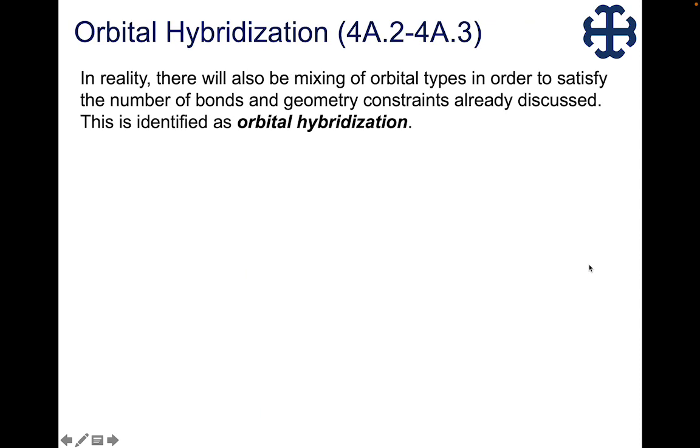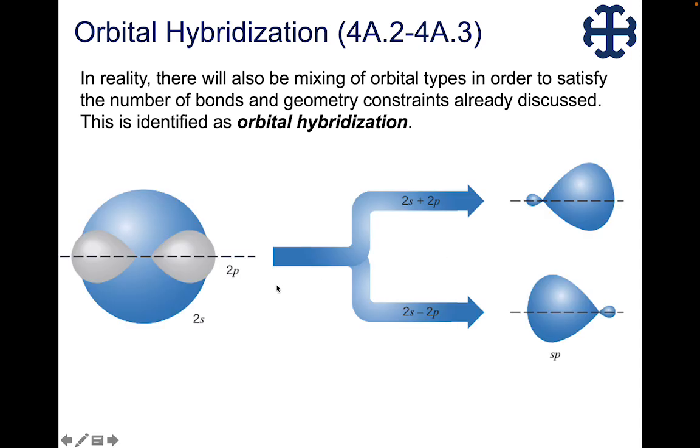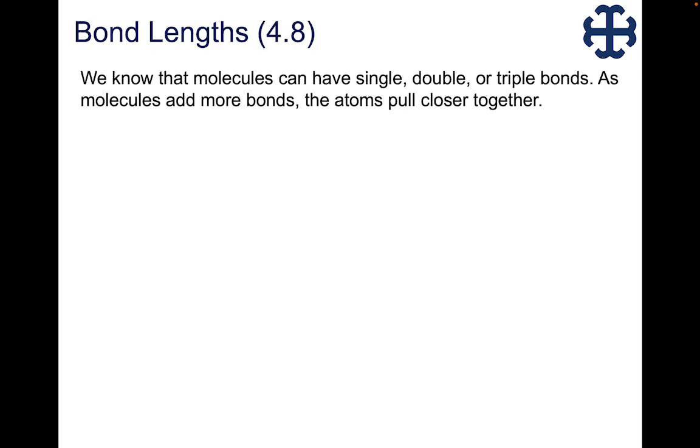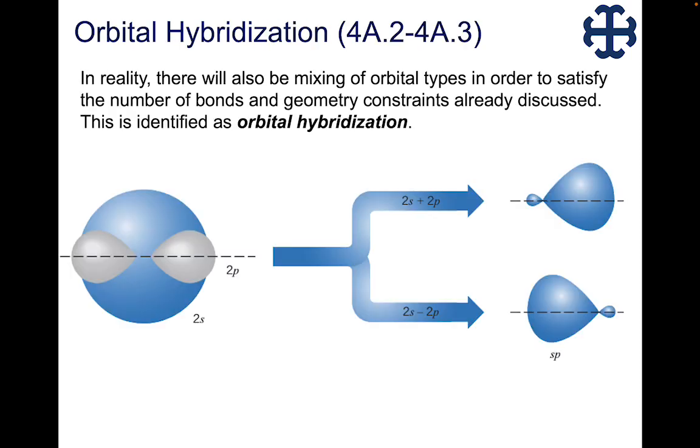With regards to that, we can also talk about orbital hybridization. Say we have an s orbital shown in the blue here with a p orbital shown in the gray. If we end up with something that is sp hybridized, we end up with orbitals that look like this, something that is intermediate between an s and a p orbital. That is basically what hybridization looks like. In just a moment, we'll talk about how that relates to geometry.